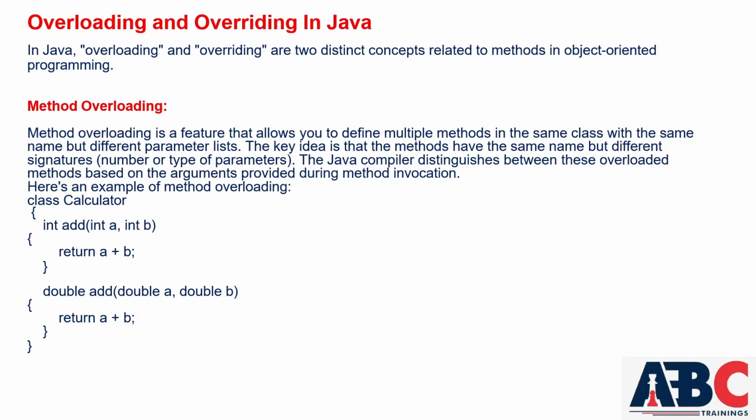So here is an example of method overloading. We create a Calculator class and add the add method. So int add is a function, and we pass the arguments int a and int b, and return a plus b. We also create a function with the same name, but the return type changes to double, and the arguments also change to double a and double b. So return a plus b.